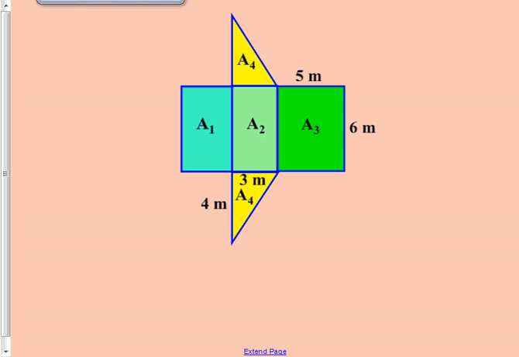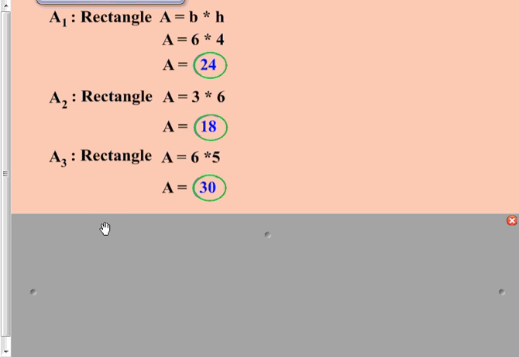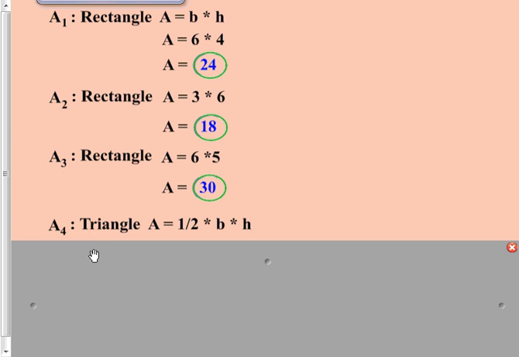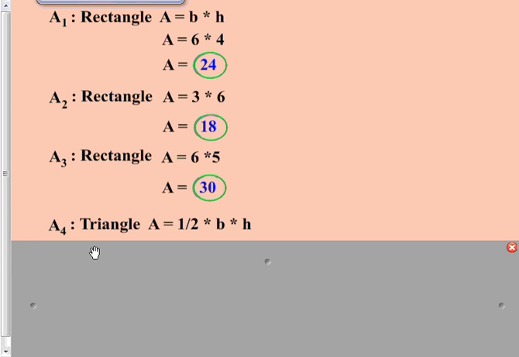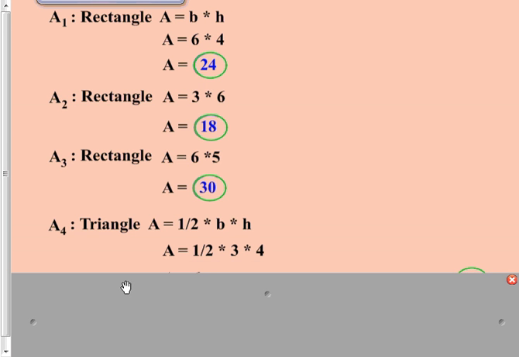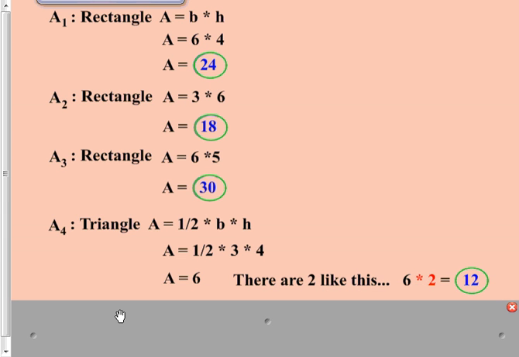Area 4 is a triangle. There are 2 of them like this. Area 4 is a triangle, so we need to know the formula, 1/2 times base times height of the triangle. So let's see if we can get the base and the height measurement of the triangle. Looking at that bottom triangle, very clearly to see there that the measurements are 3 and 4 for the base and height of the triangle. So we'll plug that in, 3 and 4. 1/2 times 3 times 4 is 6.